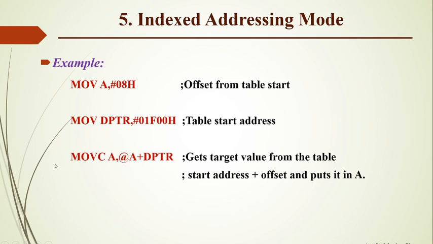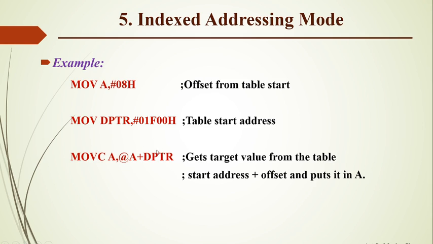Here the instruction is MOVC. MOVC indicates that this instruction accesses data from the code memory or program memory. C represents code memory. MOVC A, @A+DPTR. Here the content of the accumulator is added with the content of DPTR. The DPTR content is 1F00H, the starting address of the table, and the content of A is 08, the displacement.